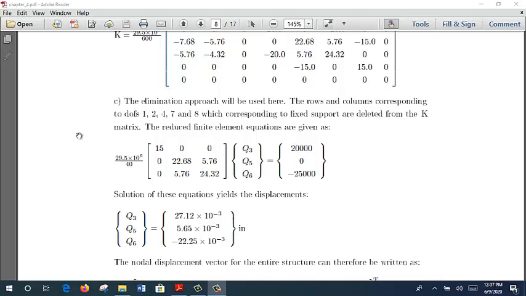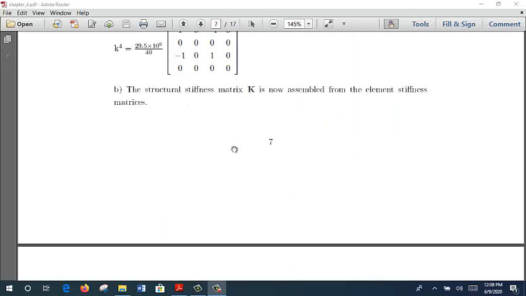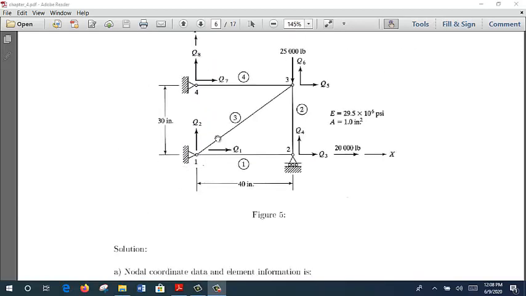Question number 3, which is part C. They're asking you about the global displacement, right? They're asking you how you want to calculate the displacement by implementing the elimination approach. If you still remember from our previous problem, the fixed ones will be Q1, Q3, Q4, Q7 and Q8 is equal to 0.